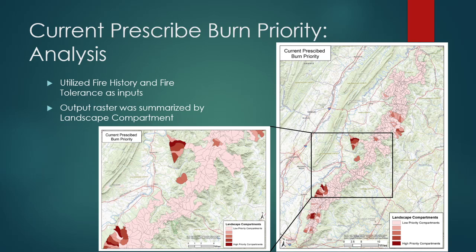The resulting output raster dataset was converted to a shapefile and the data was summarized by the landscape compartment layer using the Summarize Within tool in ArcGIS Pro. As you can see with these maps, there are relatively few high-priority compartments in relation to the amount of landscape compartments throughout the park. This is due to the fire history layer, and it predominantly reflects where fires have occurred in the past.